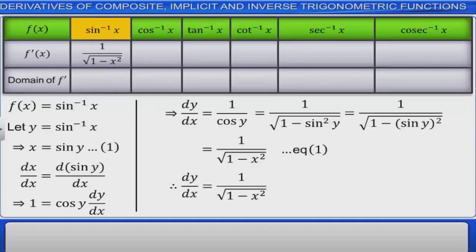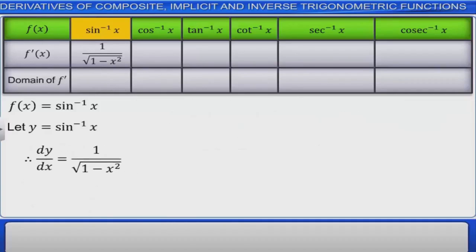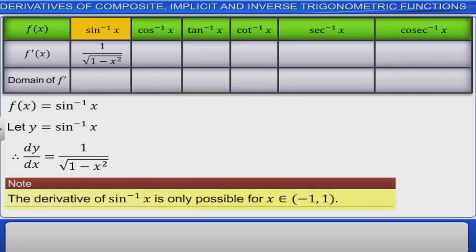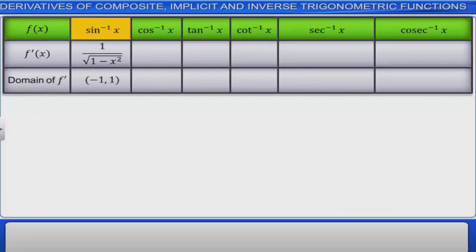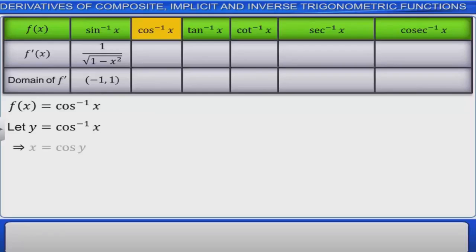The derivative of sine inverse x is only possible in the open interval -1 and 1. Next, let us find the derivative of f of x is equal to cos inverse x. Let y be equal to cos inverse x. This can also be written as x is equal to cos y. Let this be equation 1.